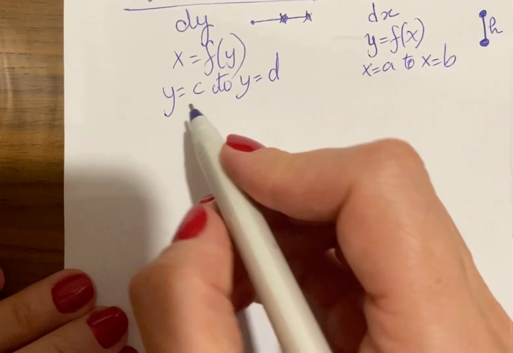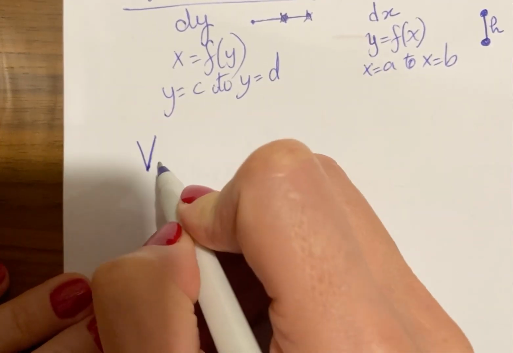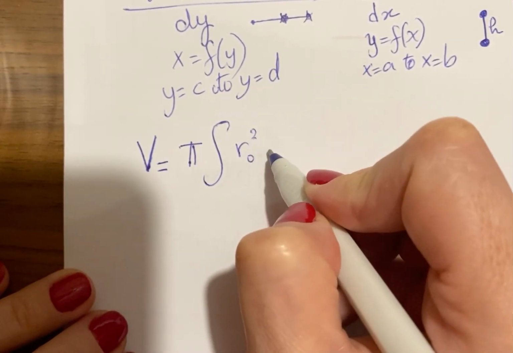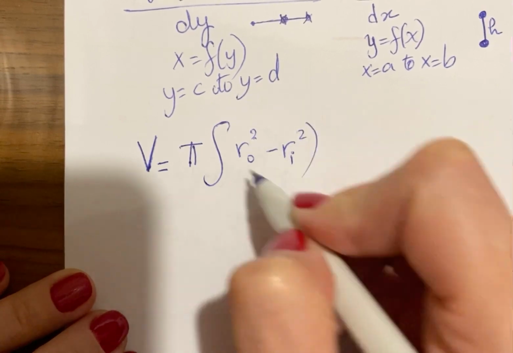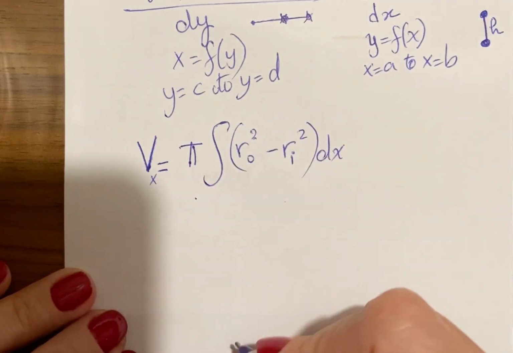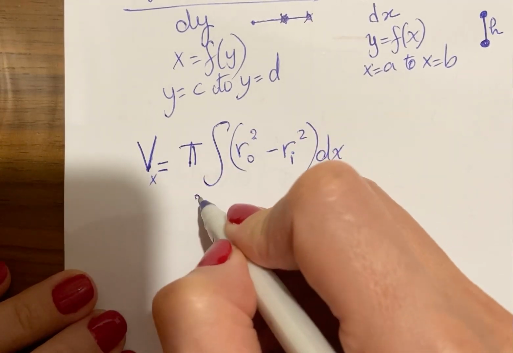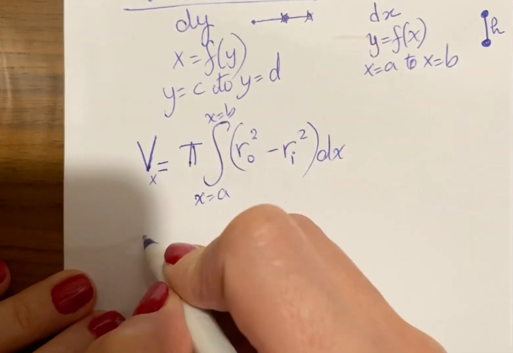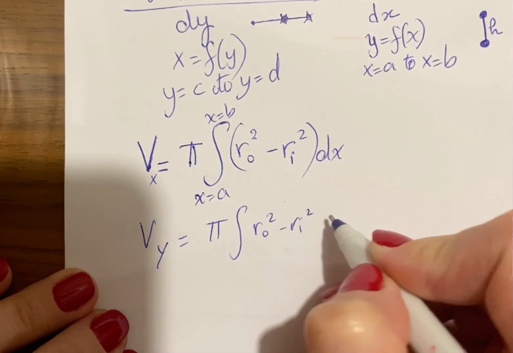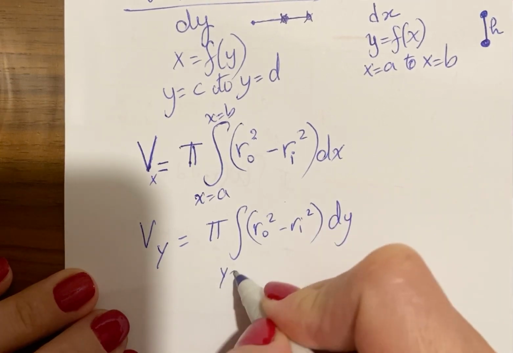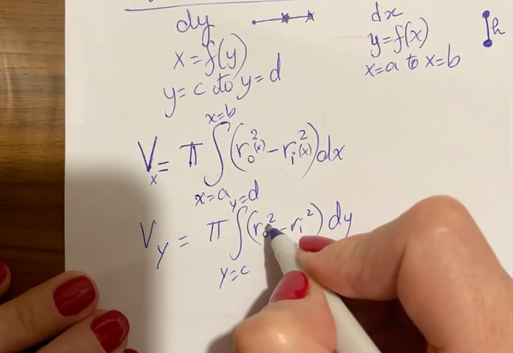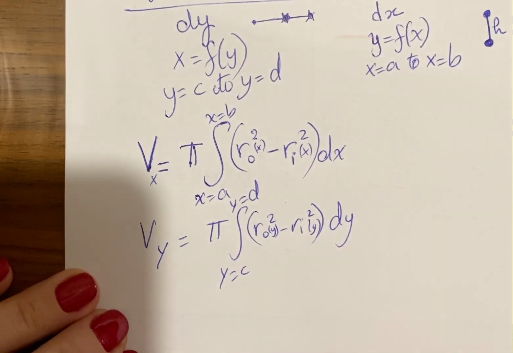What are the formulas? The formula for washer's method is V equals pi integral of outer radius squared minus inner radius squared, and you integrate dx if you are about the x-axis, or if you're about the y-axis or something parallel, R_o squared minus R_i squared dy, and those will be limits of y. Always remember, those will be here functions of x, those will be here functions of y.